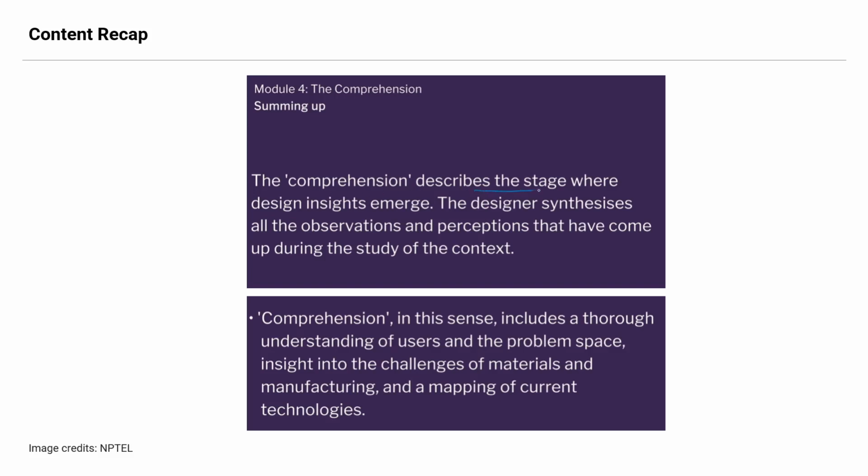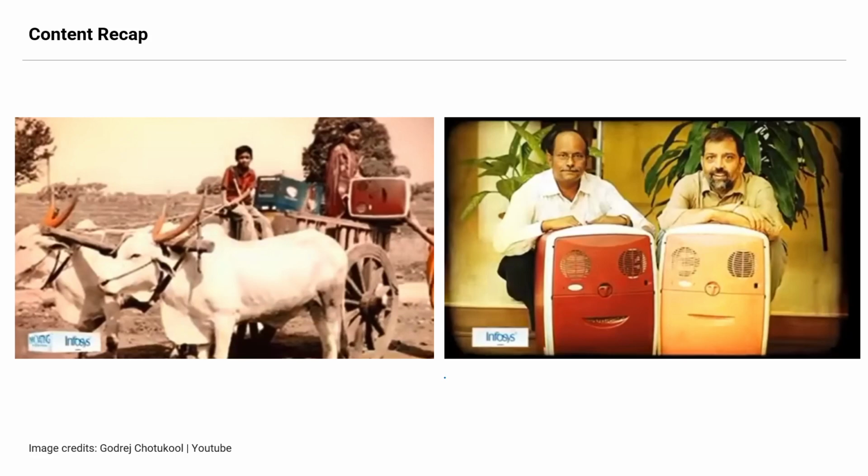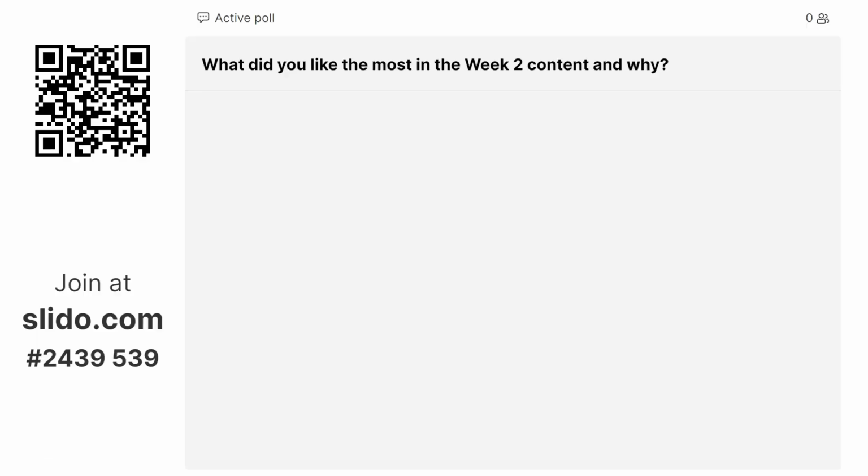Comprehension describes the stage where the design insights emerge. All right. And then we had a case study of Godrej Chotu Cool. It's a very interesting case study. You must watch it: how it became disruptive in its own field, and how it helped people with their small businesses and small households. All right. So we have completed the week two content.